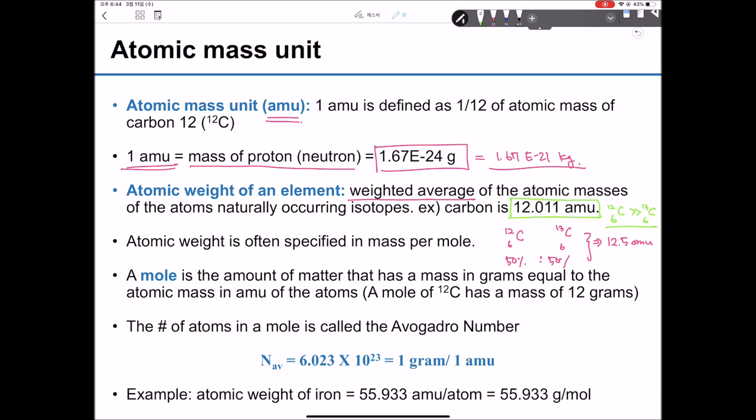All right. So a mole is the amount of matter that has a mass in grams equal to the atomic mass in AMU of the atoms.